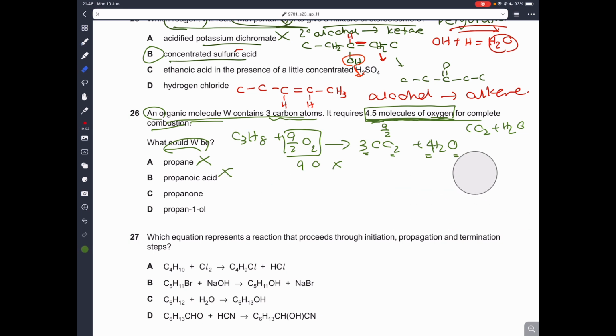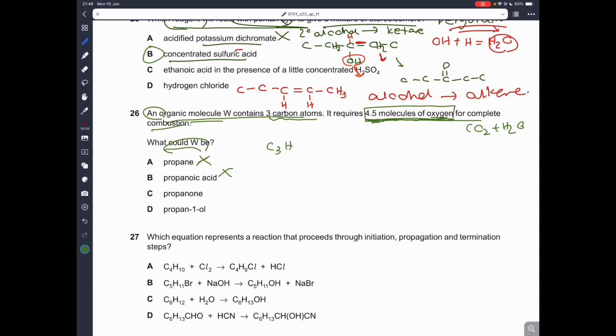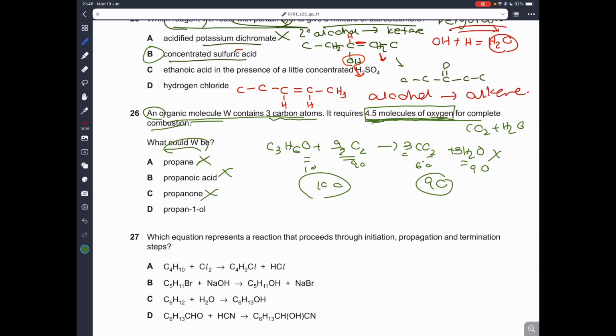Okay, so next, we have to take propanone. Now, propanone is C3H6O. You have to know the general formula for this as well. 9 by 2 O2 is going to form carbon dioxide and water. So it's going to give us 3, right? However, if you check this one, it's not balanced either. There's 9 oxygen here, 1 oxygen here, 6 oxygen here. There's 9 oxygen here in total, and there's 10 oxygen on the left-hand side. So it's not equal, so we can eliminate this. So D is the correct answer.